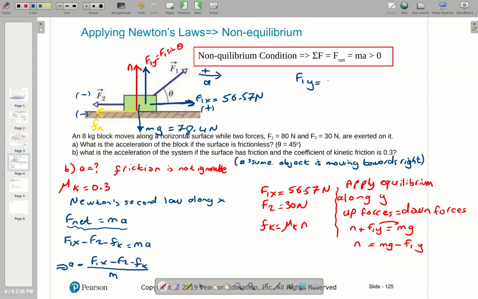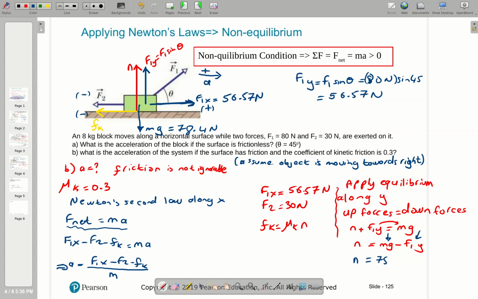That's a simple matter for us. That's a component. We know it, and it's F1 sine theta. It's not 56. F1 is 80 Newton times sine 45, and then you do that, you'll find the same number, 56.57, because sine 45 is equal to cosine 45. Input that in here and mg in there. You'll find n.